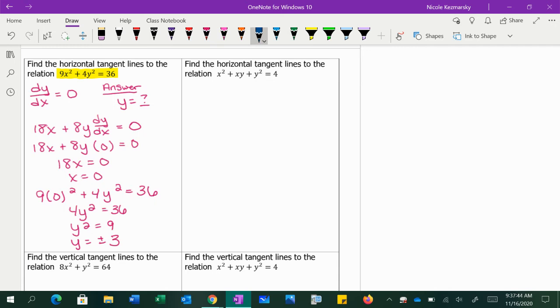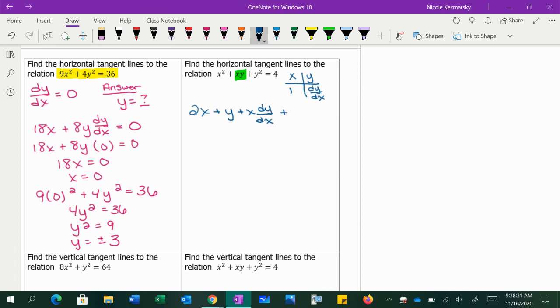For the next example, we've got a little mix of product rule, because I see x times y, and finding the horizontal tangent lines. So let's go ahead and find those. So horizontal tangent line, again, dy/dx is equal to 0, and our answer has to be y equals something. So I'm going to take the derivative. So we'll say 2x, x times y. I'm going to do a little box here. So x and y, we've got 1 and dy/dx. So our derivative is going to be 1 times y, which is y, plus x dy/dx.